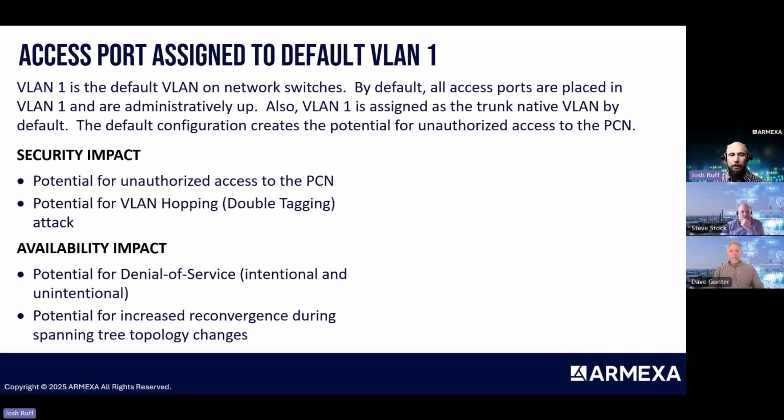VLAN 1, as we talked about earlier, is by default tagged. Consequently, the trunk native VLAN is also VLAN 1 by default. So that previous slide we just talked about, not wanting to have your native VLAN the same as any access ports. We most commonly see this when the trunk native VLAN hasn't been changed and access ports have not been changed, or you're still using the default VLAN of 1.